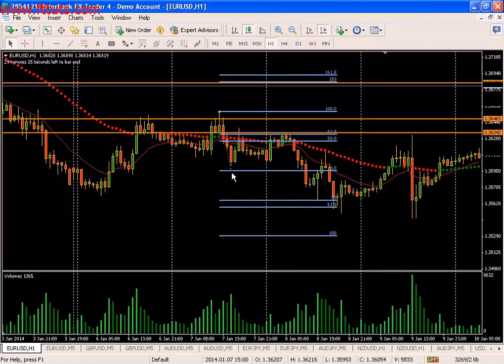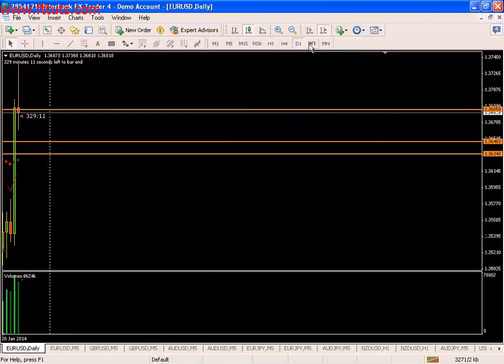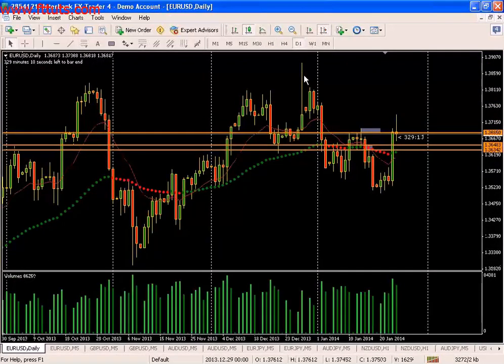Okay. Now, it's hard to overdo the fibs, as I say. And again, you can just draw your boxes and get rid of it. So now let's go to these larger time frames and see what's happening with our fibs here.